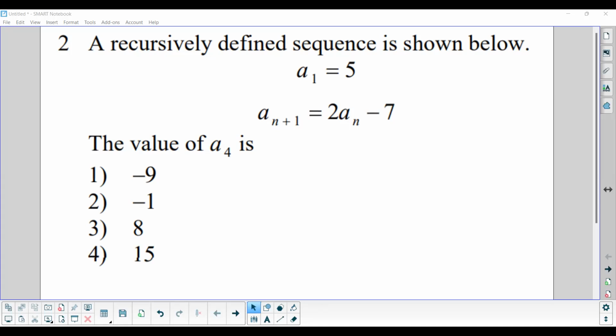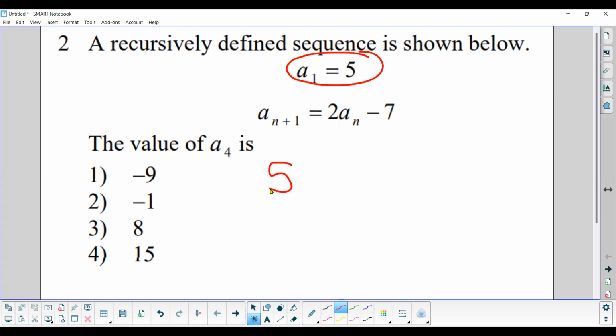The main difference between an arithmetic sequence and a recursive sequence is that with an arithmetic sequence, you can jump to any number that you want. If you want the number in the 50th place, the formula will take you right there. With a recursive formula, you must do the previous answer before you can get the next answer. Looking at the one on the screen now, the first number in the sequence is 5.